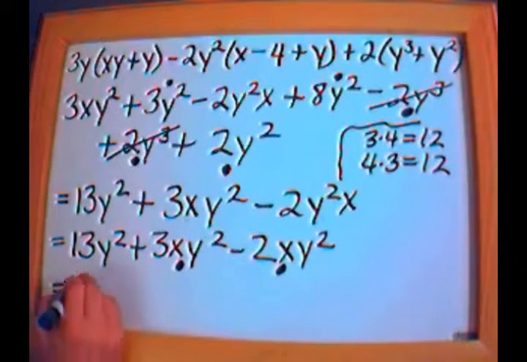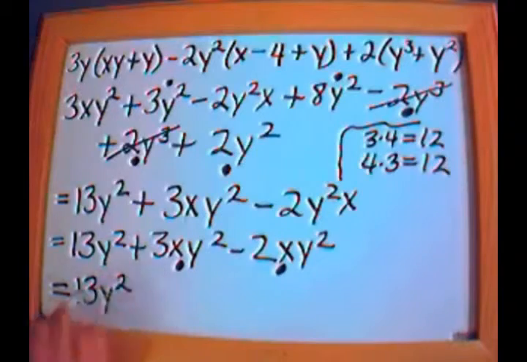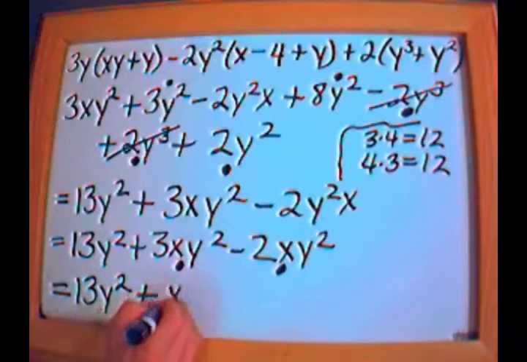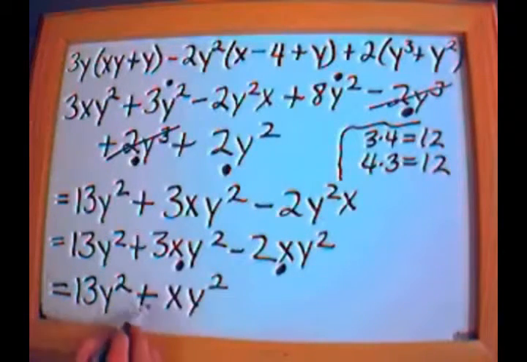So the final answer for this problem is 13y squared. 3 minus 2 is 1, so it's going to be positive 1xy squared. And I just don't write the 1 in front because it's sort of implied. So 13y squared plus xy squared. And that'll about do it for adding and subtracting polynomials. In the next video, we're going to learn how to multiply polynomials.